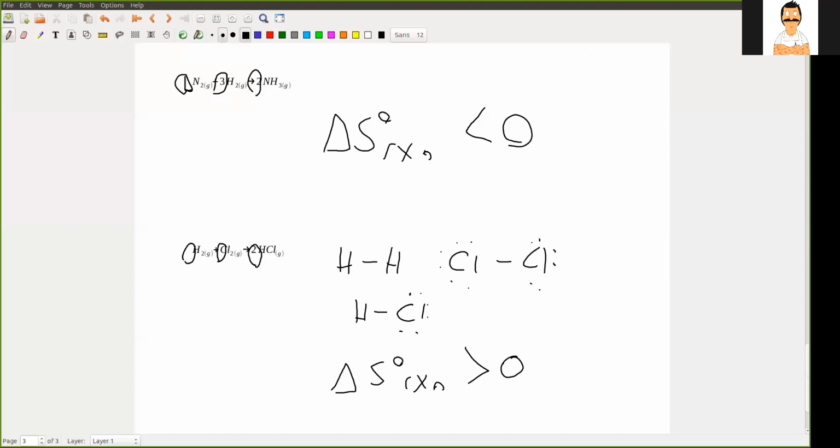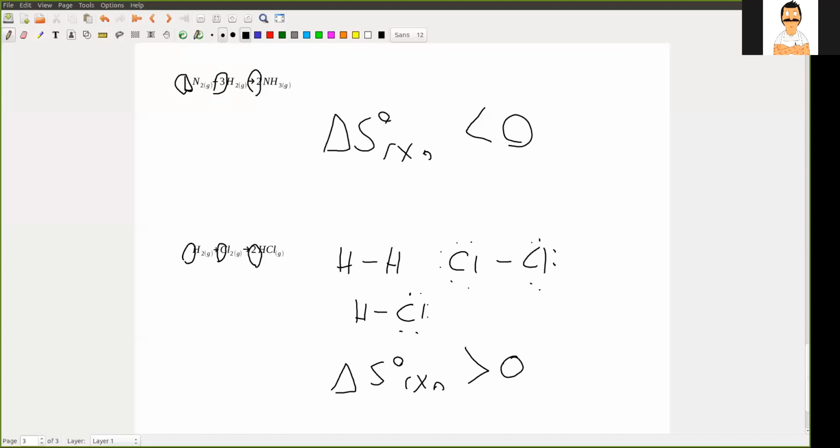You probably won't have too much of a change in your entropy just by making it so that the hydrogens are bonded with the chlorines rather than with themselves. And similarly, the chlorines are no longer bonded with themselves, they're bonded with hydrogens. So your change in entropy will likely be very small, relatively speaking.